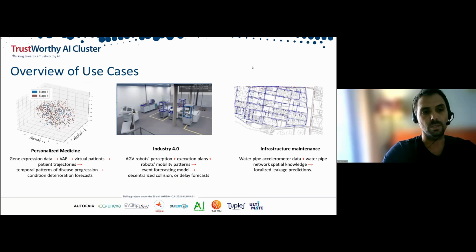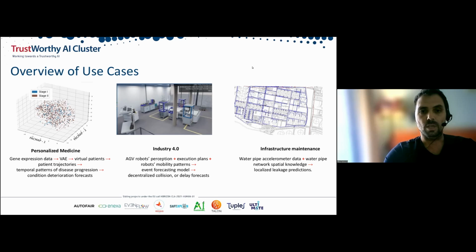The first one is on personalized medicine, and the goal here is to forecast events related to the disease progression, and in particular breast cancer. So the approach that we follow is that we harvest gene expression data from real patients from open databases, and we use them as training data for generative AI techniques in order to generate virtual patients. This is necessary due to the lack of sufficient real data. And then we combine these virtual patients over time to generate patient trajectories, which correspond to views of disease progression. And then we try to extract temporal patterns from these trajectories and use them for forecasting deterioration conditions.